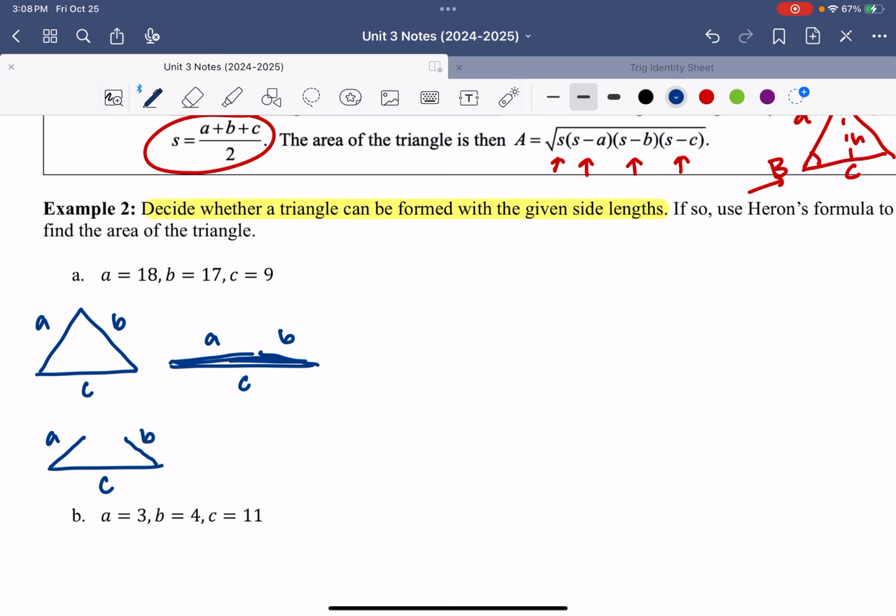So again, to be able to form a triangle, we need to check to make sure that the two smaller side lengths add up to be larger than the biggest. Okay, so we'll check that first just to make sure we can actually form a triangle. I suppose that's important if we're going to find the area of it.